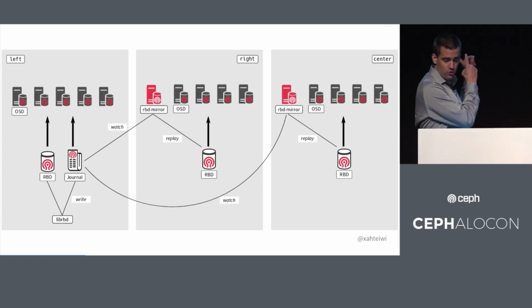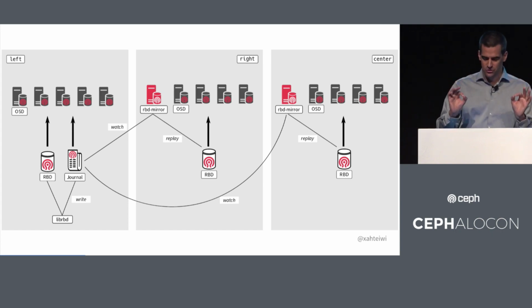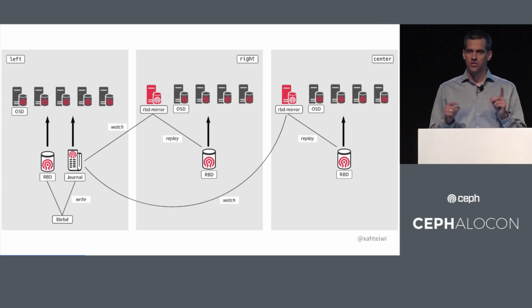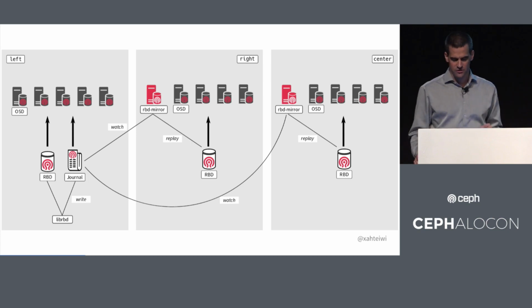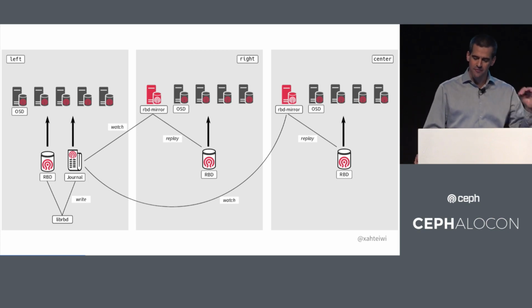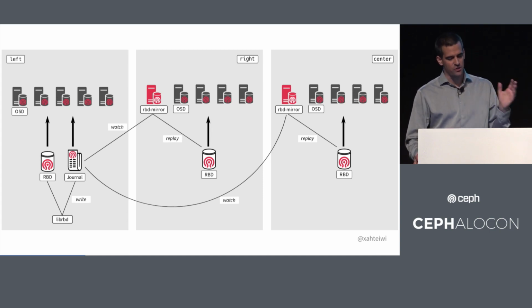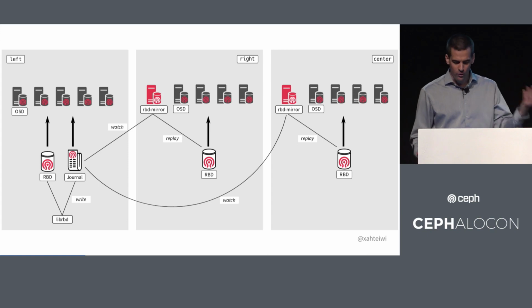Now, as shown here, what we cannot do is one thing, which is reverse the direction of replication. So replicate into the left cluster as opposed to out of the left cluster, because the left site in this graphic here doesn't have an RBD mirror daemon of its own. And so therefore, this is the mode that we call one-way mirroring.